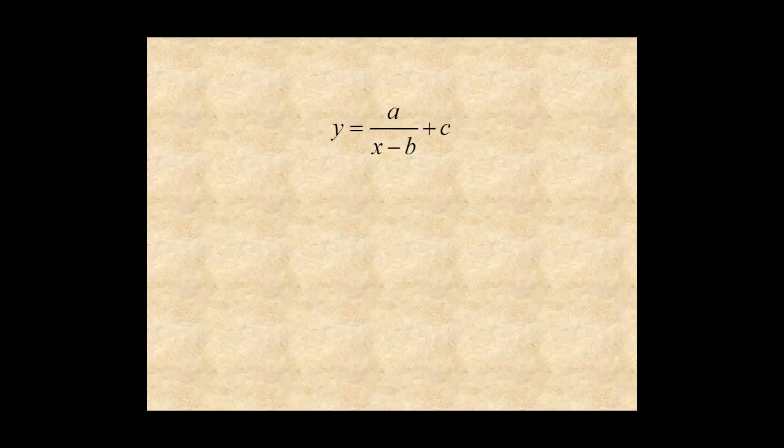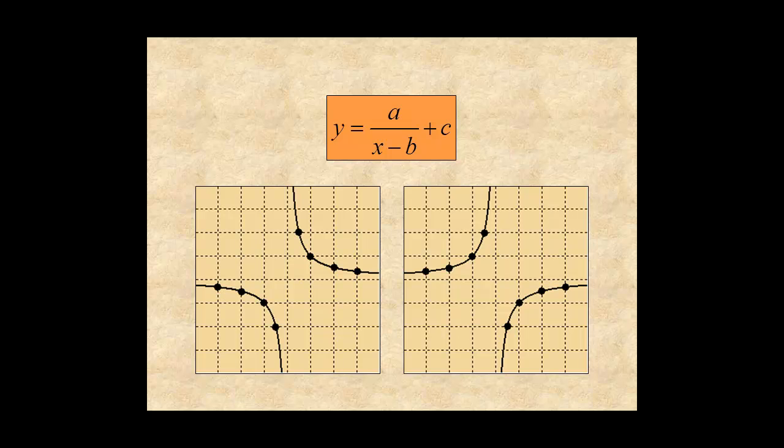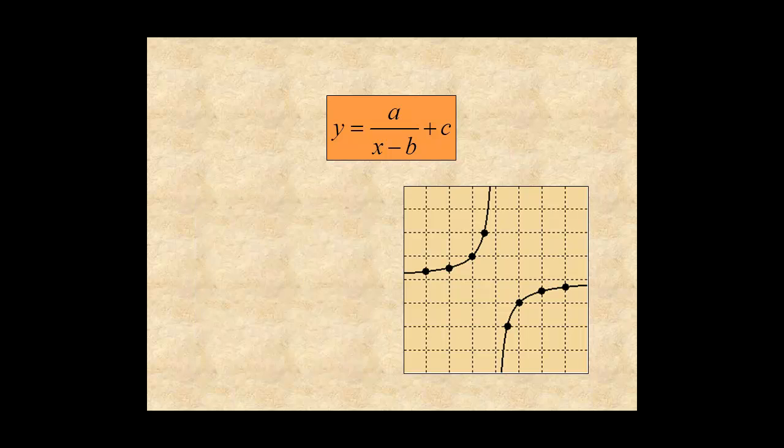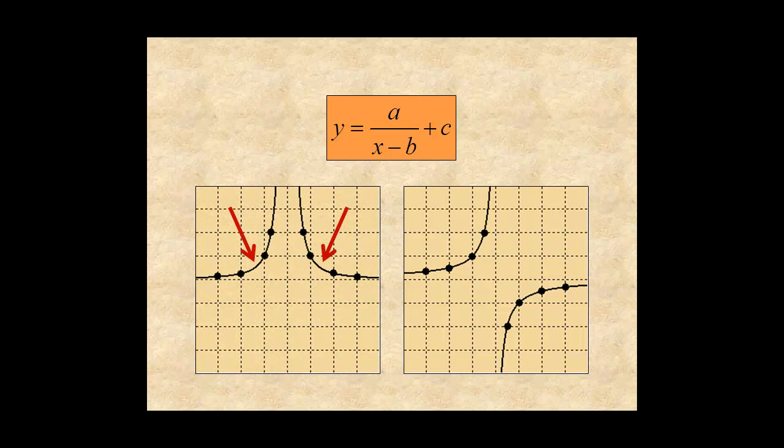So for this type of rational function, there are two possible arrangements of the graph. The right-hand branch of the graph can be above the HA and the other branch below. Or it can be reversed, with the left-hand branch of the function above the HA and the other branch below. For this type of rational function, it's not possible for both branches of the graph to be above the HA, or to have both branches below the HA.